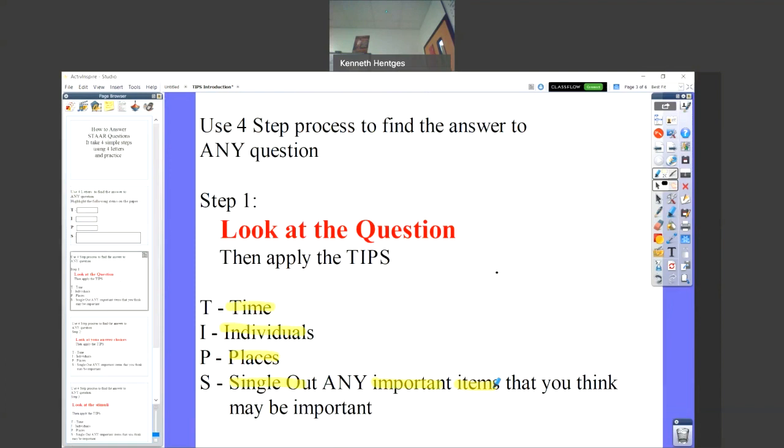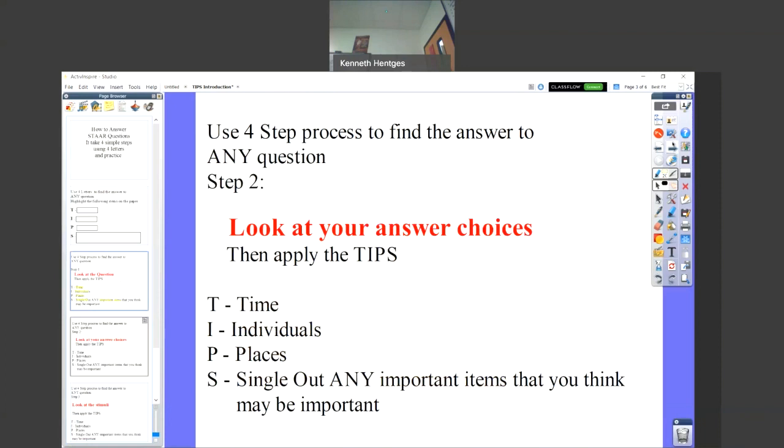Then, after you TIPS the question, you do the same thing to your answer choices. You go through answer choice A, time, individuals, places, single out. Then you go through answer choice B. Then you go through answer choice C. And then finally D. Now, step 1 and 2 are fairly simple.